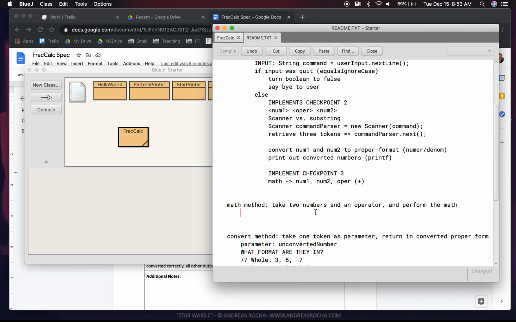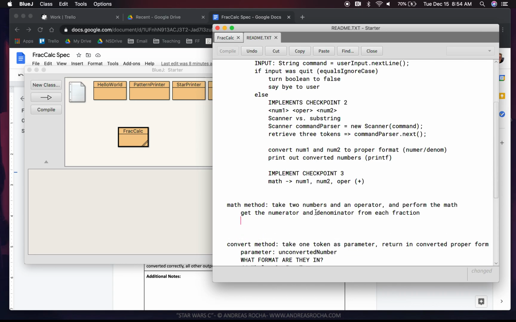If I have two fractions to add together, I'm not allowed to add them together until they have a common denominator. And what that means is I have to convert both fractions into equivalent fractions that have a common denominator. But what that means is each numerator has to get changed as well. So I would say your first task is going to be to get the numerator and denominator from each fraction. So you can use substring to pull out all those parts, right? So that's your first task.